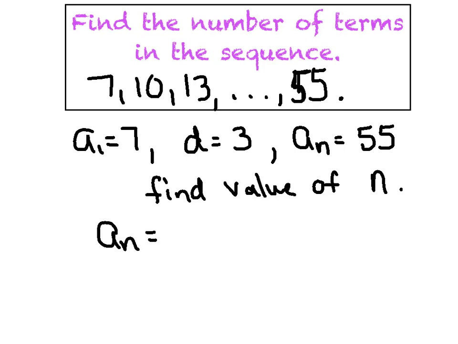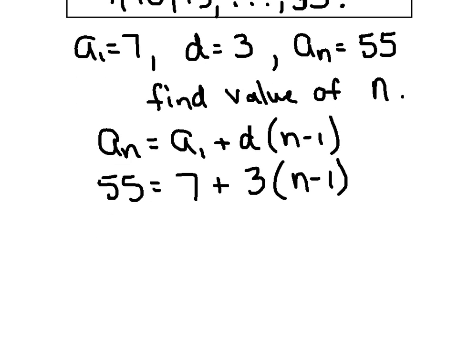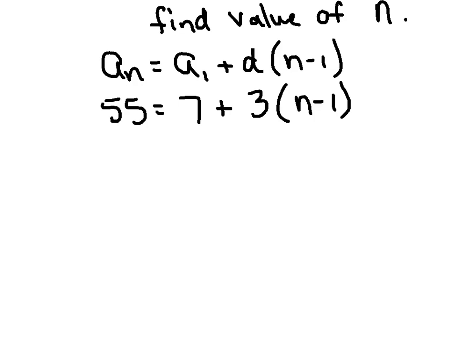So recall our secret formula for today. All right. A sub n is 55. The first term is 7. The common difference is 3. And then we have the quantity n minus 1. So at this point, all we've got to do is try to solve for n. So let's see, 55 equals 7 plus 3n minus 3.